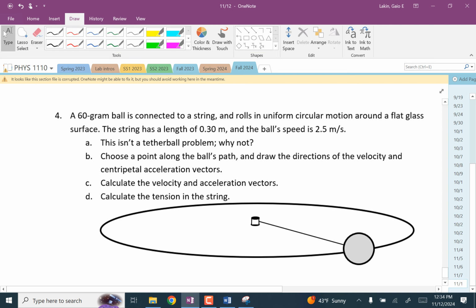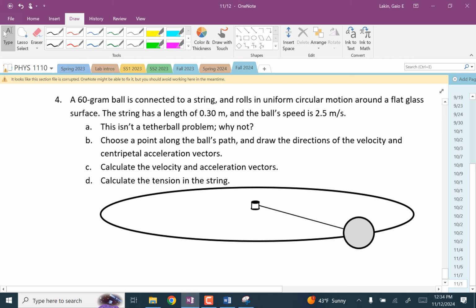So you have a 60-gram ball, that's 0.06 kilograms, and it's rolling around the surface. So you can think of this as on like a smooth surface that it's rolling around. And it tells you the length of the string, it tells you the ball's speed. It's uniform circular motion, so that means that there's not going to be any tangential acceleration.